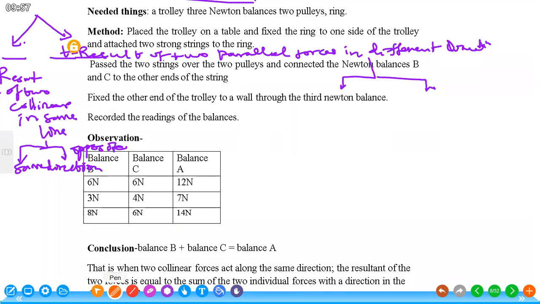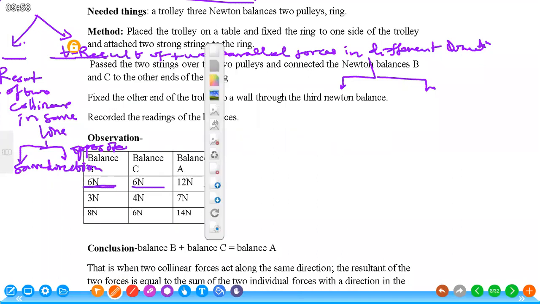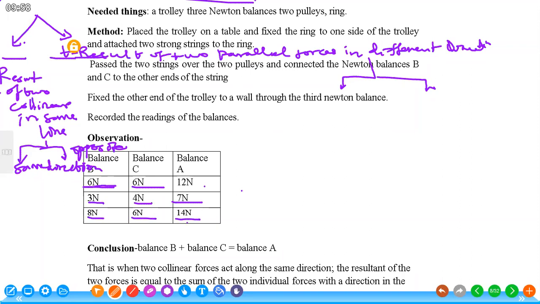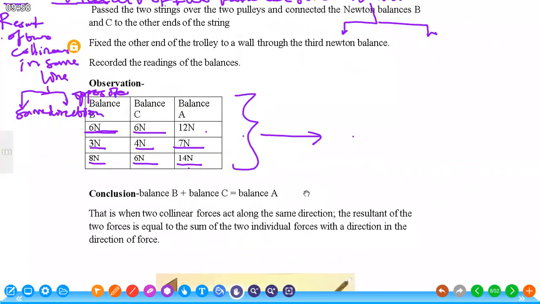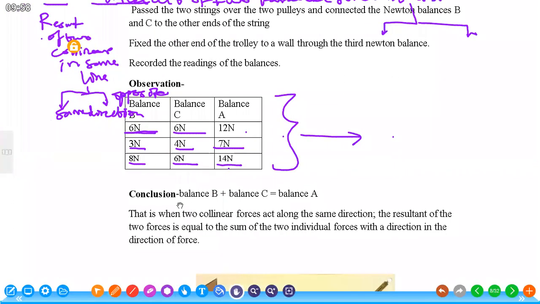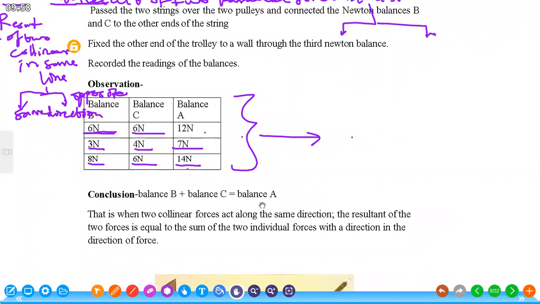The balance, what is the observation you got in here? The reading of balance B is 6 Newton and the reading of balance C is 6 Newton. So the reading of balance A is 12 Newton. And second, here also we take calculations. Here 3 Newton plus 4 Newton, that is equal to 7 Newton. And then 8 plus 6, that is equal to 14 Newton. So through these observations, you can take a conclusion, correct? Conclusion, students. What conclusion can you take in here? The reading of balance B and the reading of balance C, that is equal to balance A.